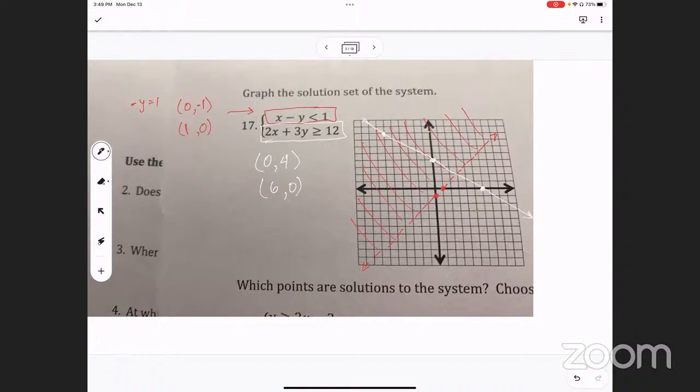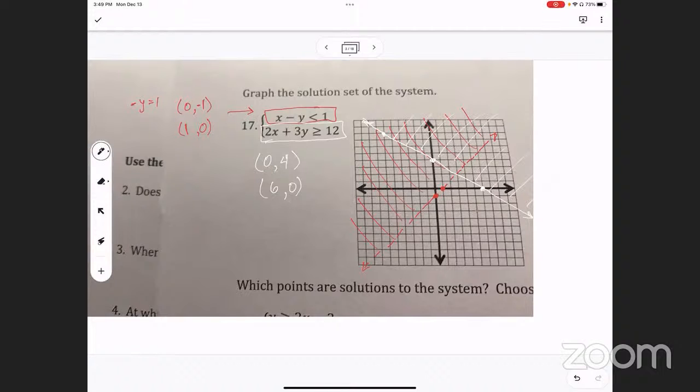Now, which way should I shade that? Let's do that test point again. Is (0, 0) a solution for this? Is 0 plus 0 greater than or equal to 12? No, it is not. So where do I shade it? Down. No, down would have been toward that point. Remember, I tested (0, 0), which is the origin. So you have to shade it up, away from where that point was. That's right.